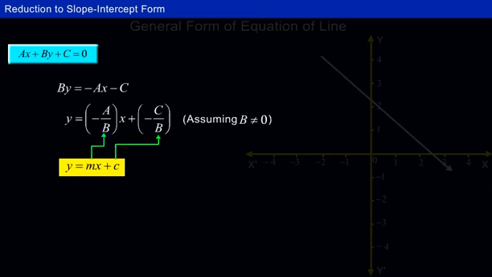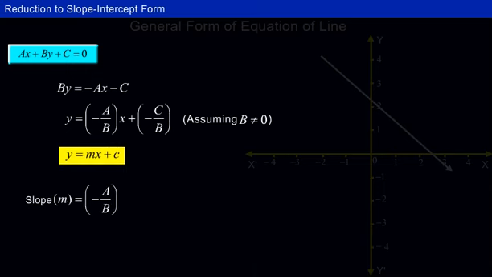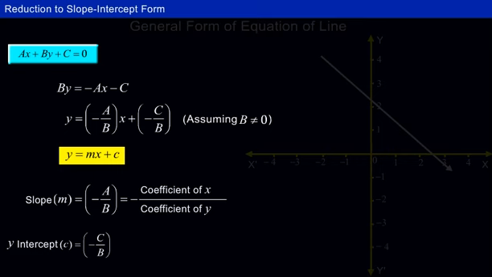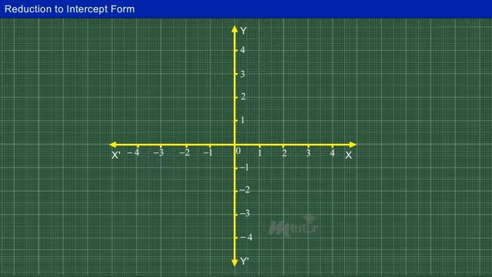Now, on comparing this equation with y is equal to mx plus c, we get the slope m is equal to minus a by b, that is, coefficient of x by coefficient of y. And we get the y-intercept c is equal to minus c by b, that is, minus of constant term by coefficient of y. Next form is reduction to intercept form.